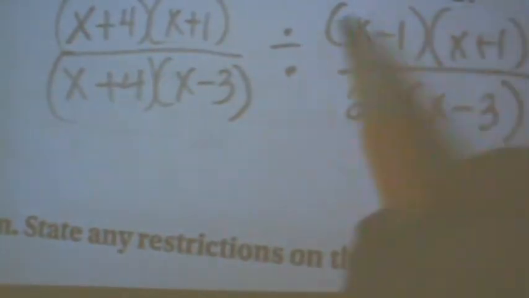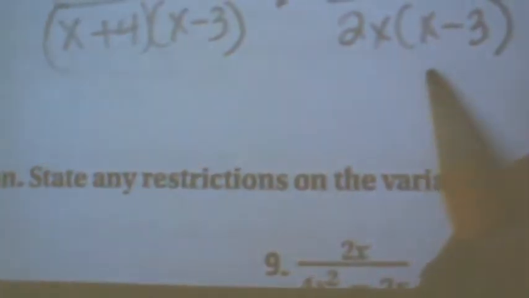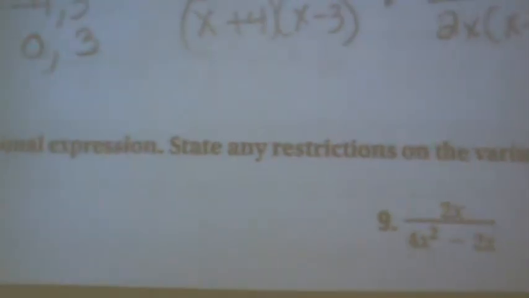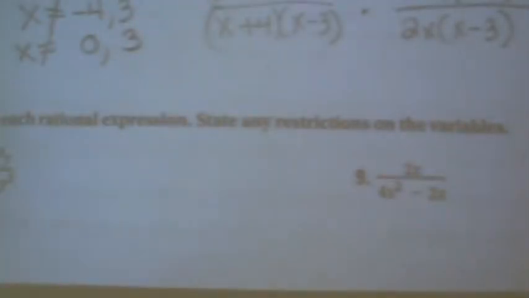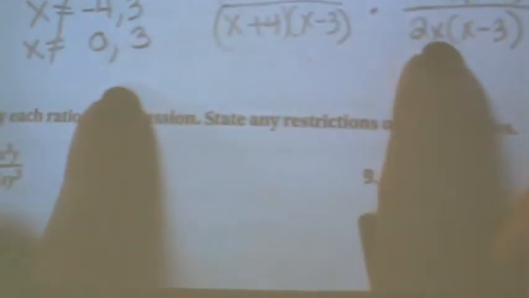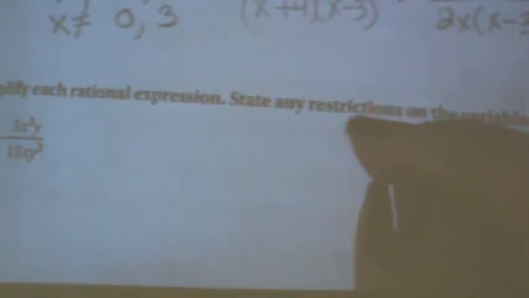Do you flip the top and the bottom of both sides? No, just the side after the division. So before I flip this one, x can't be -4, it can't be 3, it can't be 0. Do we need to write 3 twice? No. Now, when you flip this, one stays the same.